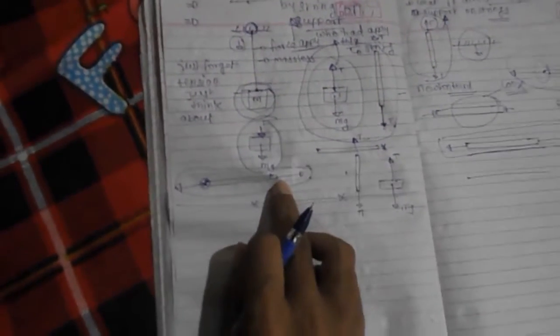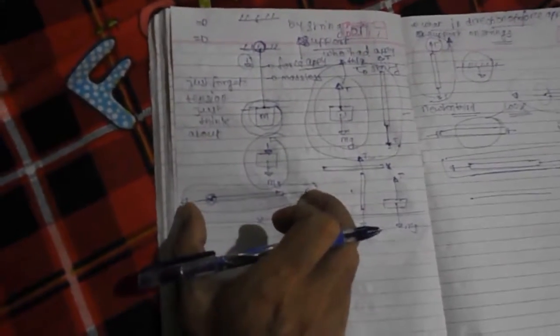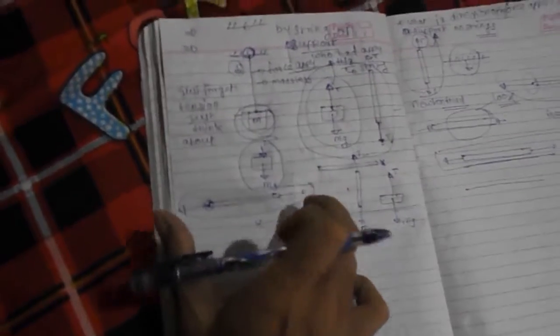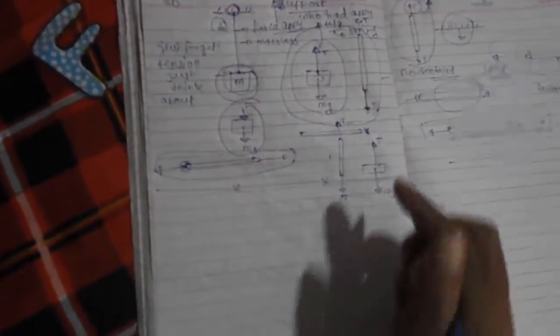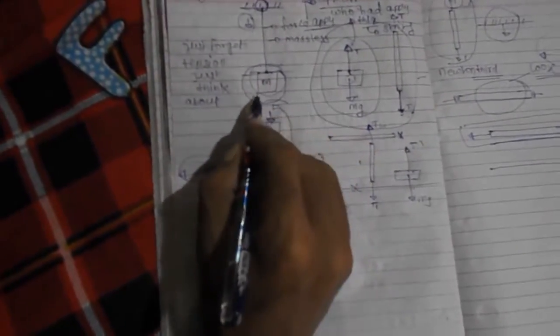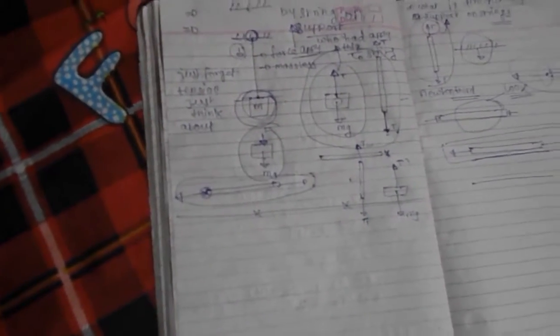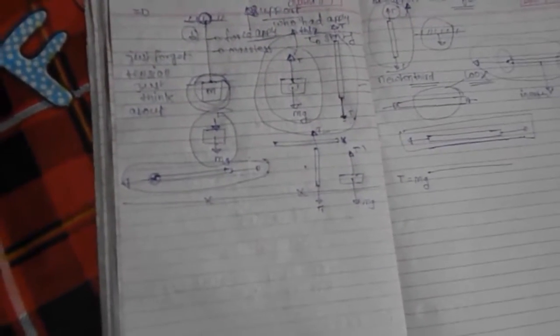Okay, so just think that the string should be tight. How will it be tight? If we apply force in this manner. Guys, is there any acceleration of mg? No, it is in a stationary state. So T should be equal to mg.